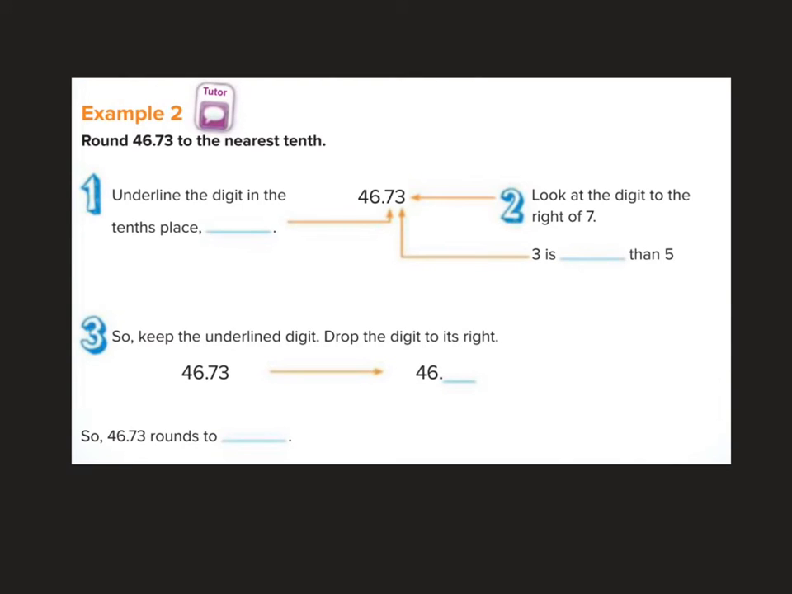Okay, round 46 and 73 hundredths to the nearest tenth. Okay, so I'm going to underline the 7, that's the tenths place. Underline the digit in the tenths place, so we're going to do that. And then we're going to look at the right of the 7, and that's a 3. Is 3 going to round up or keep it the same? It's going to keep it the same. 3 is less than 5, and so I'm going to round it to 46 and 7 tenths. So 46 and 73 hundredths rounds to 46 and 7 tenths.